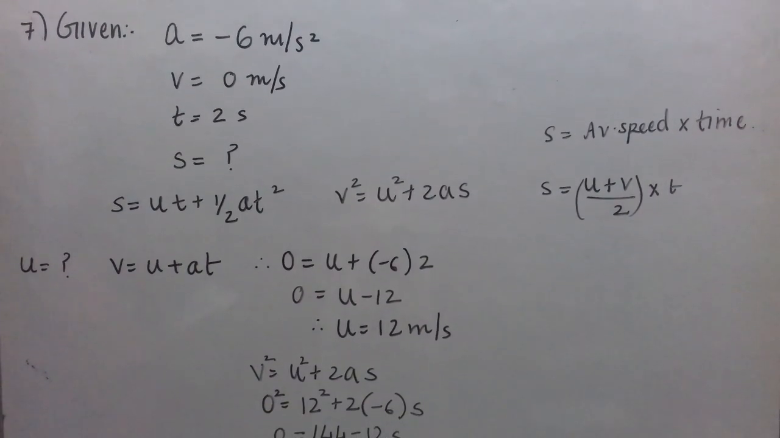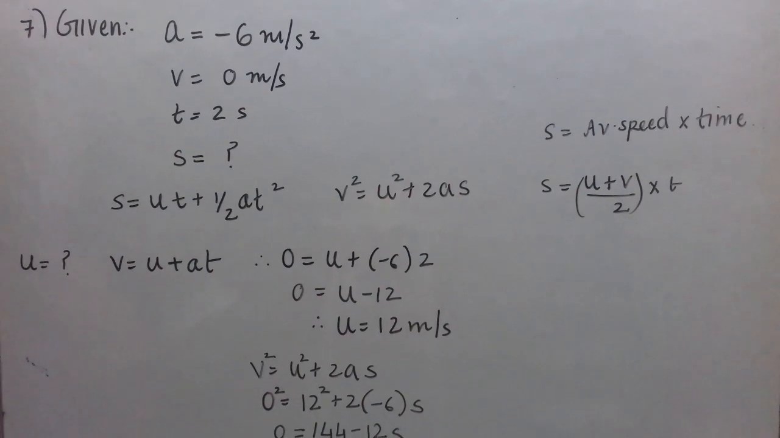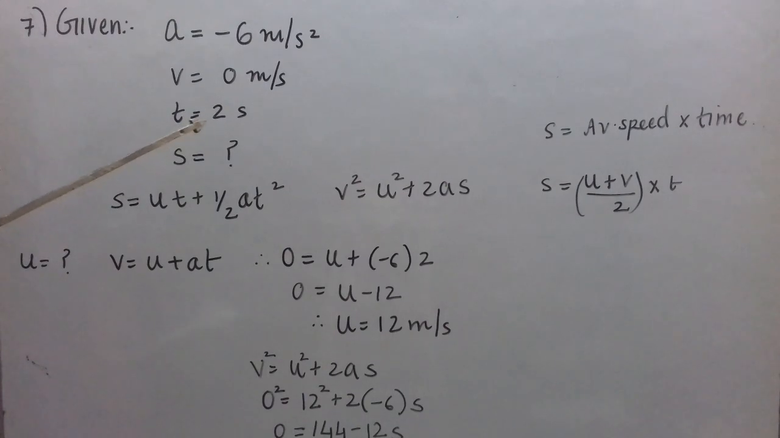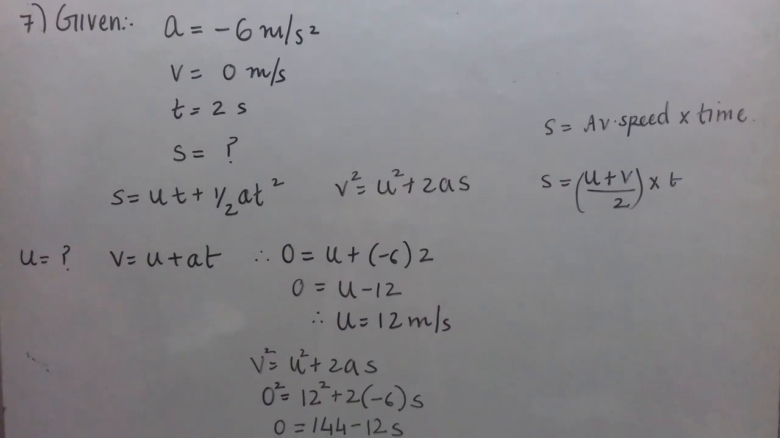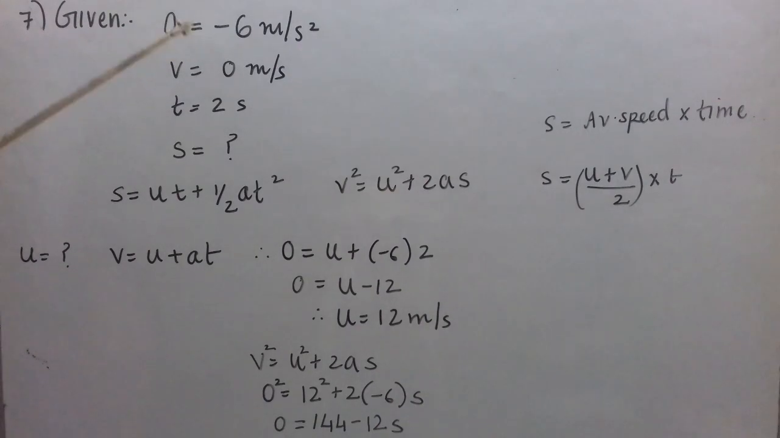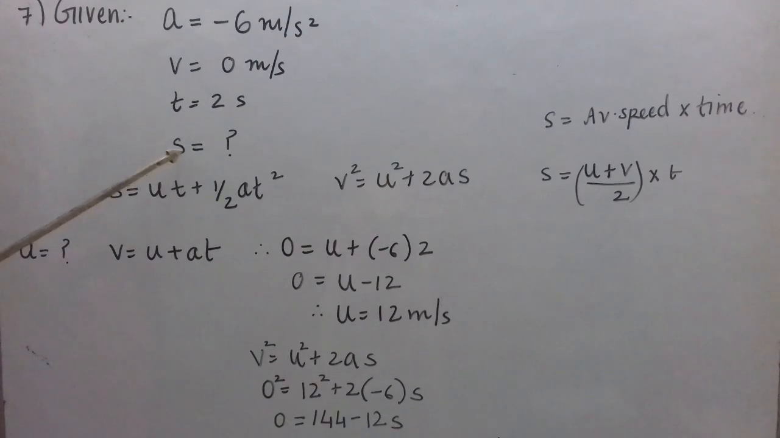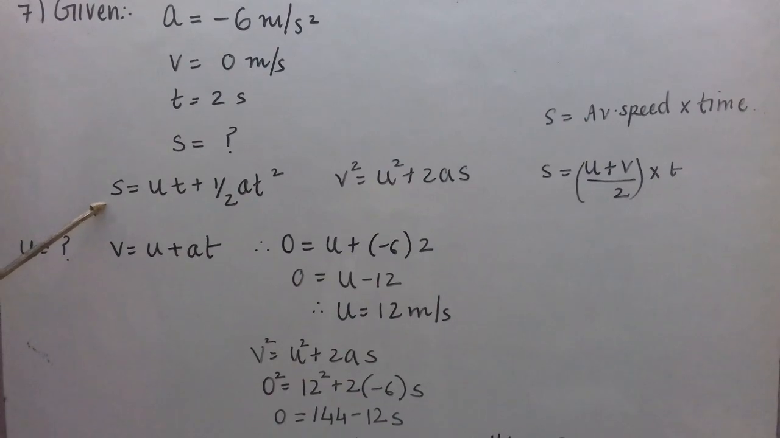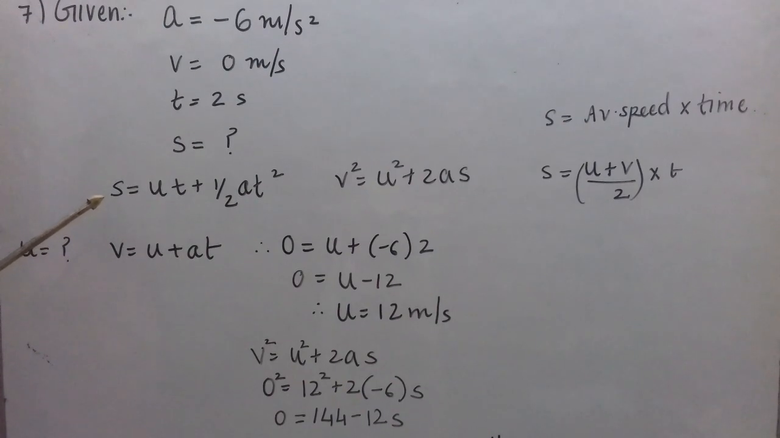So brakes are applied to car, acceleration of 6 meter per second square is produced, and we have taken it negative. If the car takes 2 seconds to stop, so final speed is 0 meter per second and time taken is 2 seconds. You have to calculate the distance it travels during this time. It means you have to find S. So A was given, but negative sign we have to put. V is 0 because the train stops, time is given, S we have to find out. Any conversion required? No.